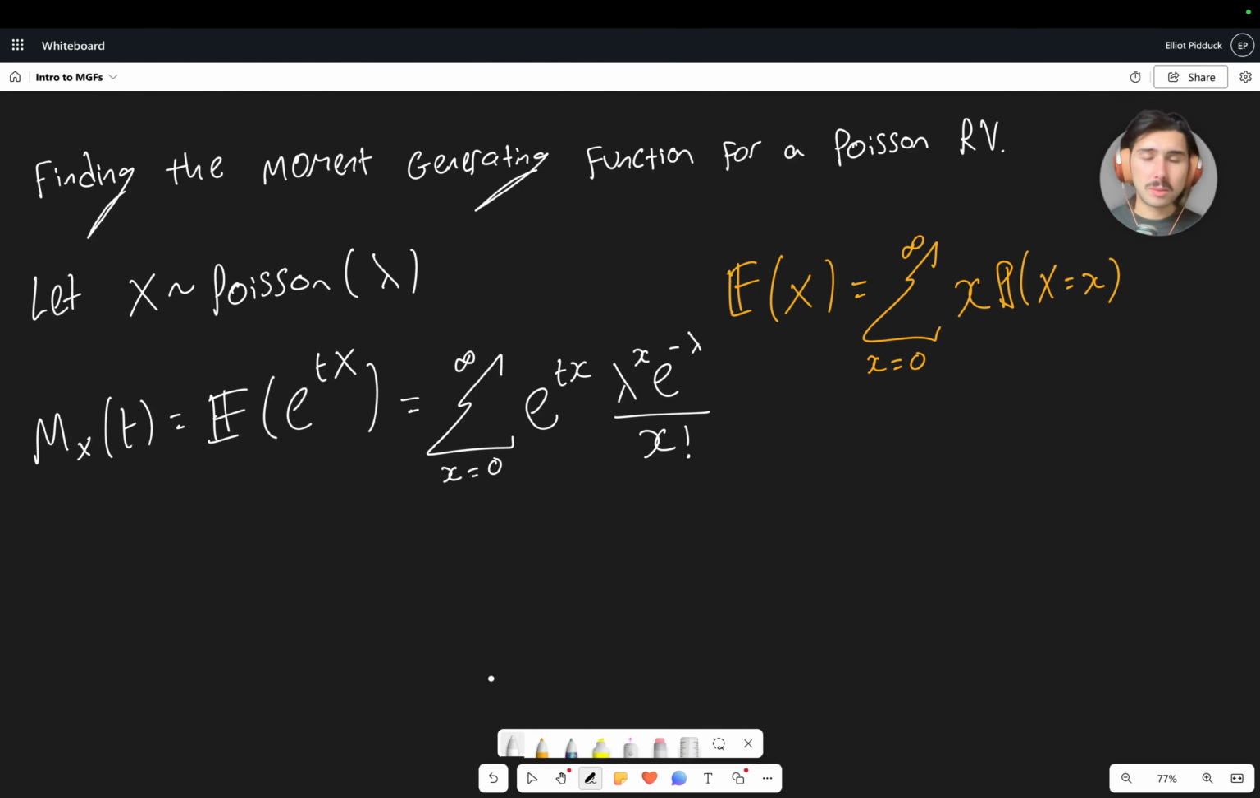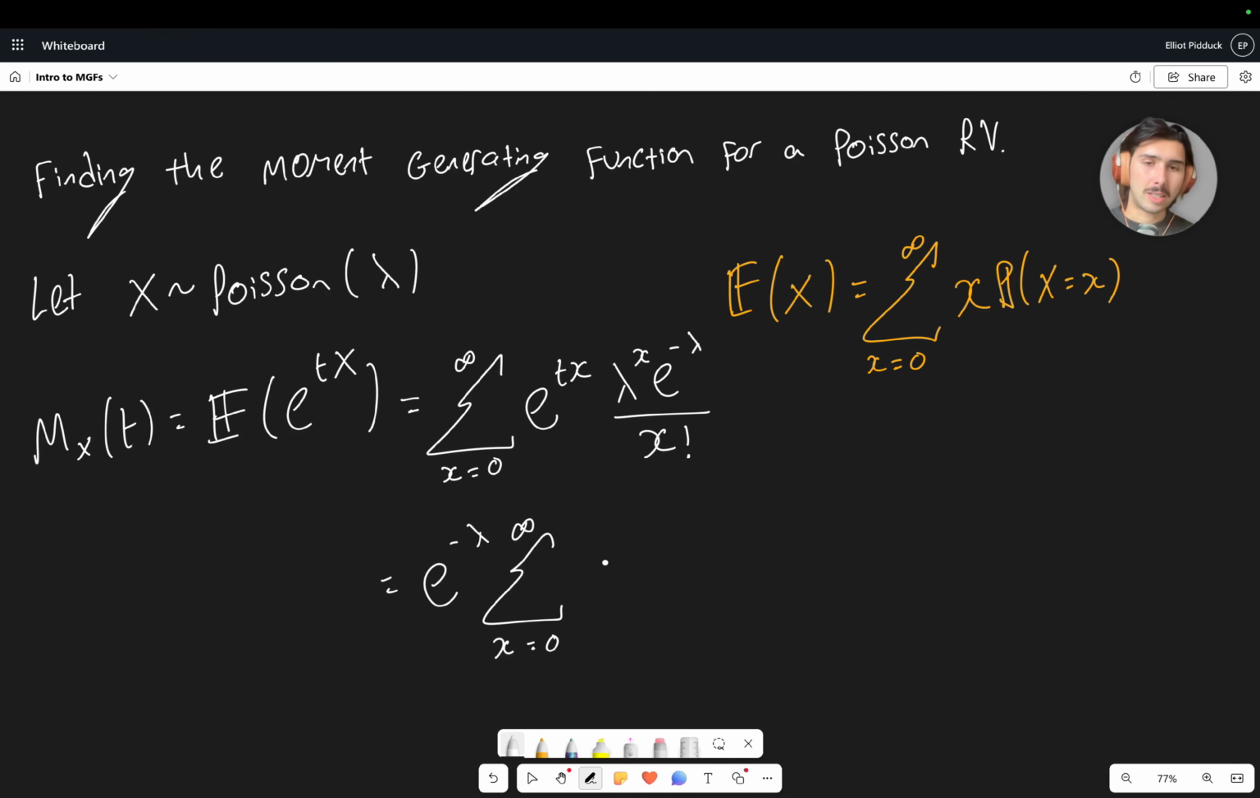Now, with a very small amount of rearranging, I've chosen this one because it's quite easy, but with a very small amount of rearranging, we can make a nice closed form expression for this. We don't need the infinite sum. So the first thing we can do is we can just take e to the minus lambda out because it is a constant. So this is e to the minus lambda, and then we can rewrite the sum. And I'm just going to rewrite that because it's a bit messy. There we go. From x equals 0 to infinity. And then what I'm going to do here is I'm going to rewrite e to the tx as e to the t and then to the power of x.